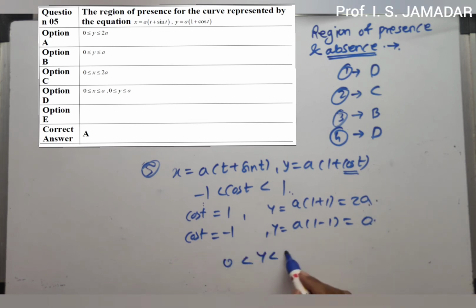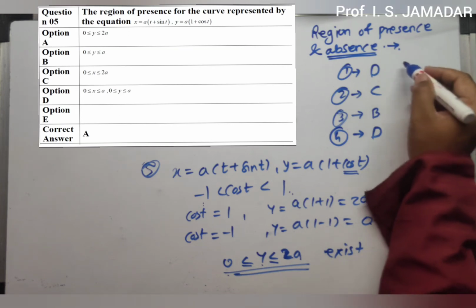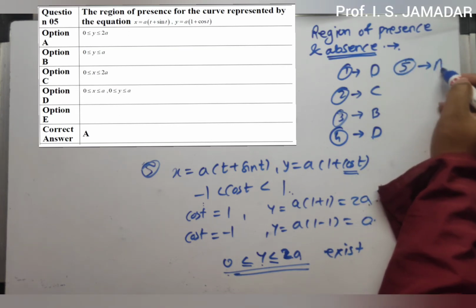This is the limitation, or you can say for this value of y the curve is existing, or there is a presence of the curve. So 0 less than or equal to y less than or equal to 2a. So option A. For question number 5, the answer is option A.